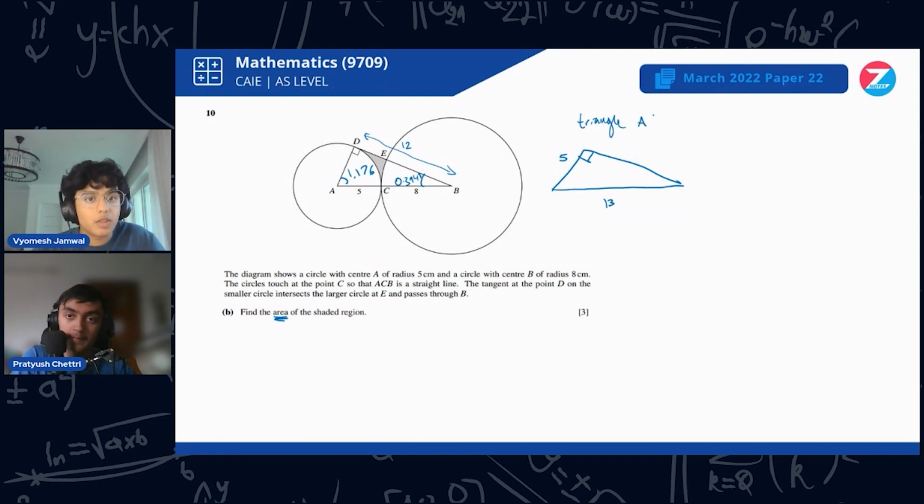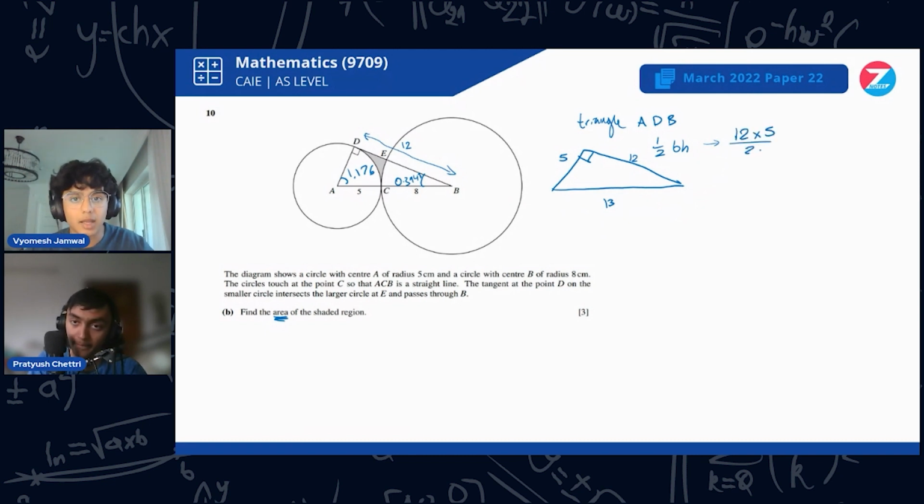So to find the area of the triangle, we've already gotten the values that we need, right? DB, that's going to be the height of the triangle, that is 12. So using the 1 upon 2 times base times height formula, it's going to be 12 times 5 divided by 2. And that will give us 30 units square. We can just leave it as it is for right now.